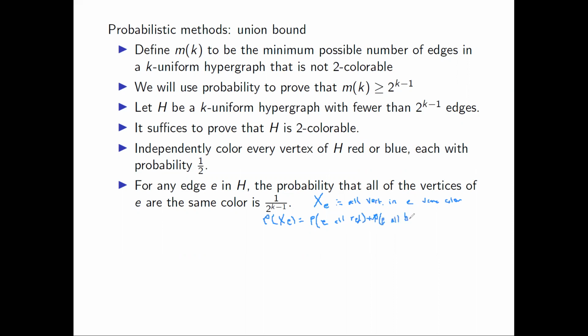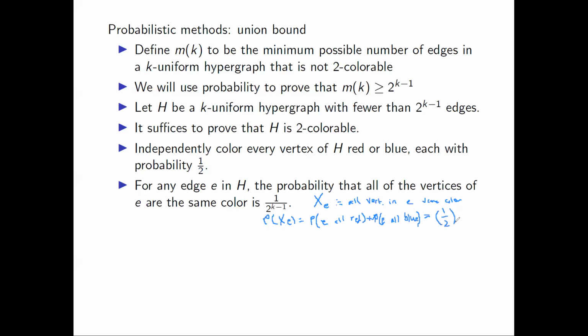So if all of the vertices in E are the same color, either they're all red or they're all blue. And it's impossible for them to be both all red and all blue. So the probability that all of them are the same color is going to be the sum of the probabilities that they're red and that they're blue. And we want to find the probability that all the vertices in the edge E are red. Well, we can note that each edge in the k-uniform hypergraph has k vertices. Each vertex gets colored red with probability 1/2. So the probability that all of the vertices in this specific edge E are red is just 1/2 to the k.